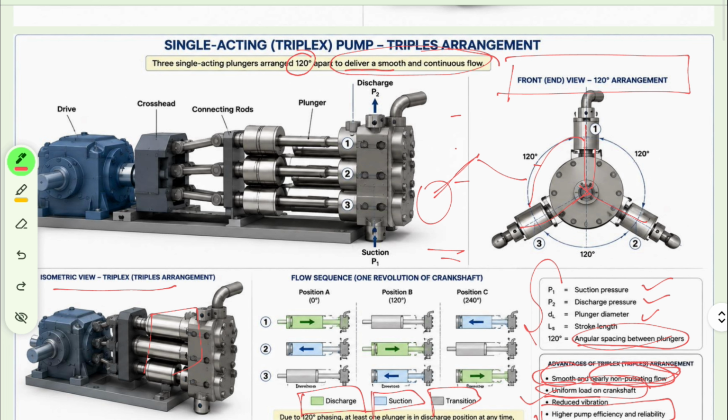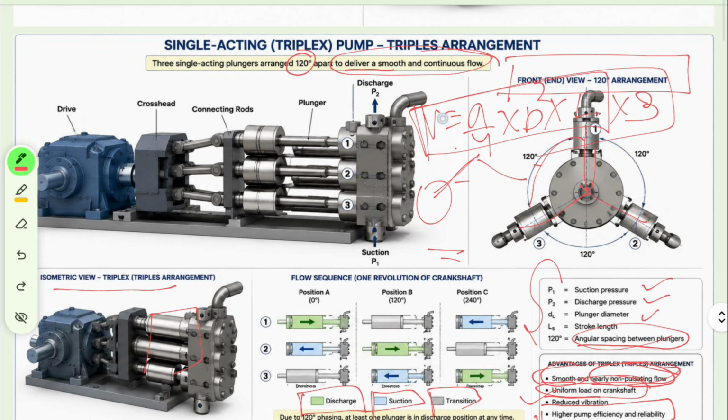So remember, when we talk about single acting, it means there is one suction, one discharge, and single act, and when they say triplex, it means there are 3 cylinders. So if I have to calculate the volume, it is pi by 4 d square into L. This is the volume of one cylinder. If we use 3 cylinders, we simply multiply by 3, right? We are going to learn this in the derivation part, so don't worry about it. This is how the arrangement of the single acting pump is. Let's move to the next slide.